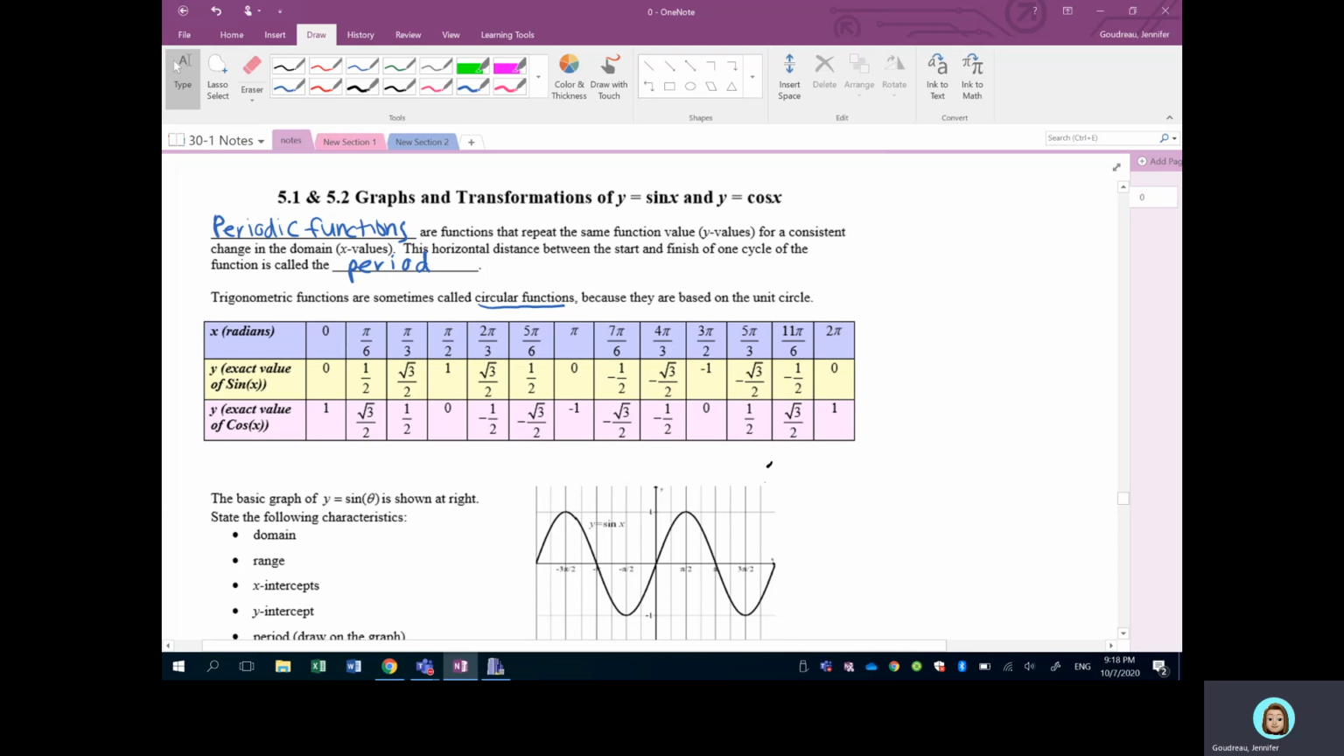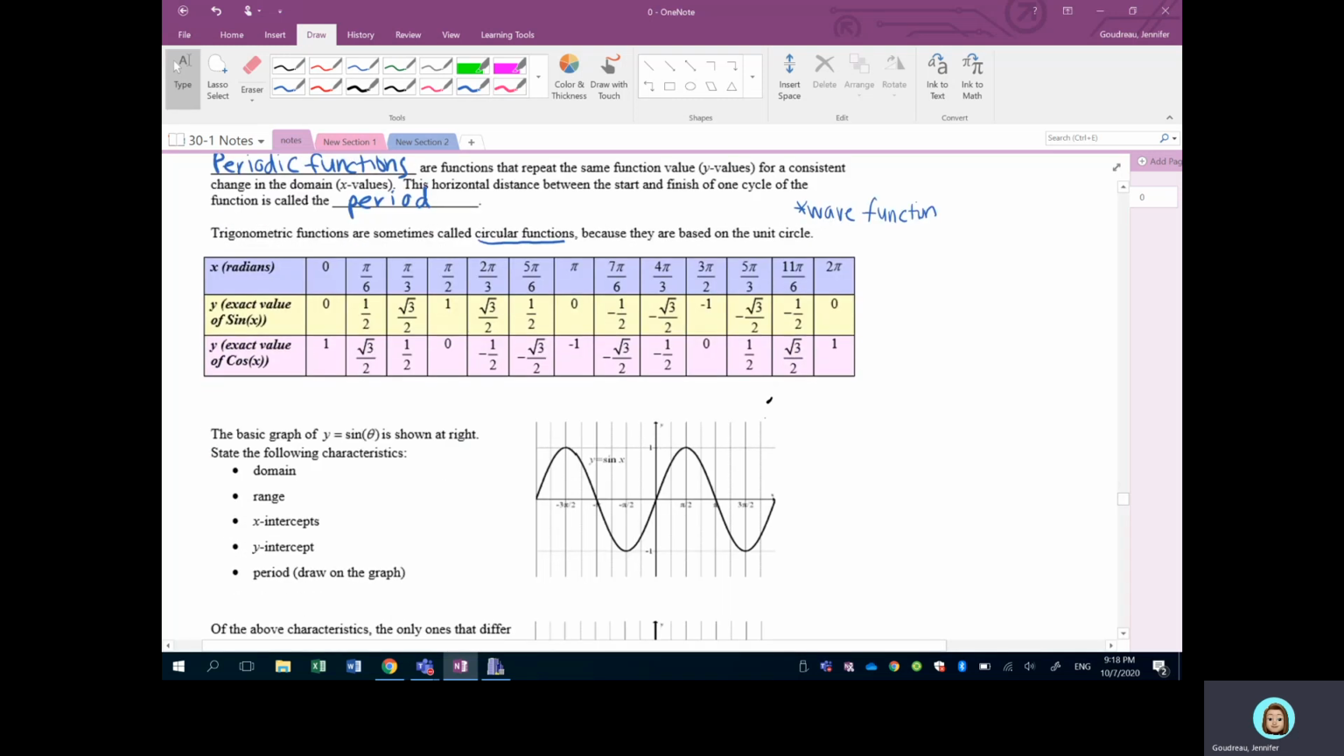I'm also going to note in here that sine and cosine are often called wave functions as well, because the shape of the graph looks like multiple waves going up, going down, going up, going down, and so it takes on what looks like a wave. Let's start by looking at the basic graph of sine.